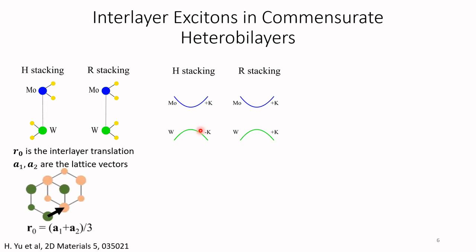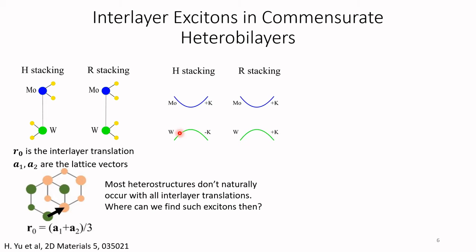Now the degree of tunability we have in such heterostructures is how much we can translate one layer with respect to the other. Essentially, if I take the top layer here and move it along the line corresponding to this arrow, I can tailor-make the dipole moments of the interlayer exciton.